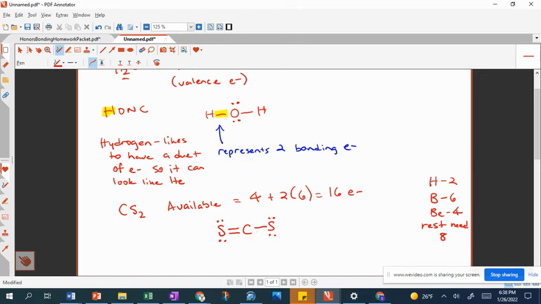So we want to add a double bond on each side, not like a single bond and a triple bond, to make it more symmetrical. So we're going to add a double bond there. And then if we check again, 2, 4, 6, 8, 10, 12, 14, 16, which is the correct number of electrons. We also think about the Honk rule.